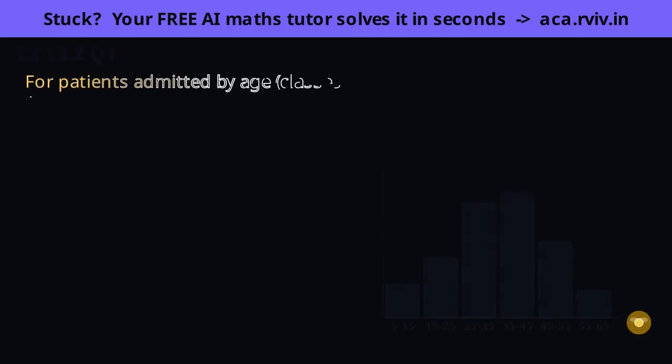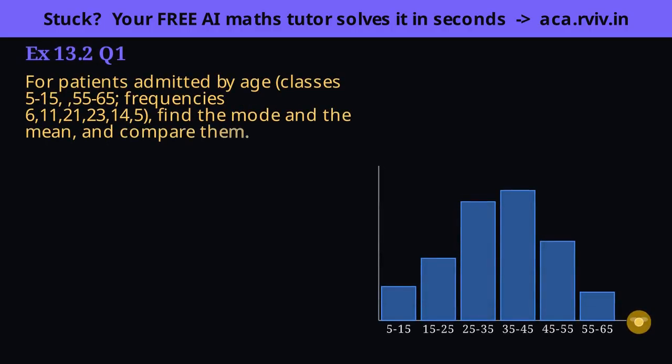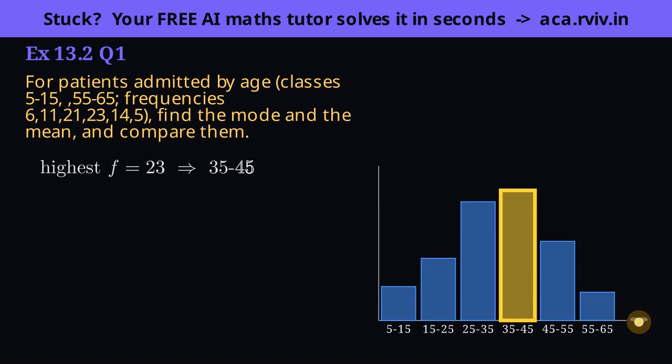Mode and mean together, two different lenses on the same patient ages. We're asked for both mode and mean, so we get to contrast them. Mode first, and step 1 is always the same. Find the modal class, the tallest bar, the one with the highest frequency. 23 is the peak, so 35 to 45 is the modal class.